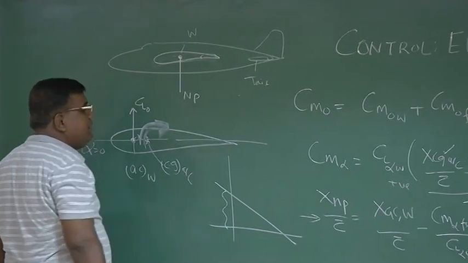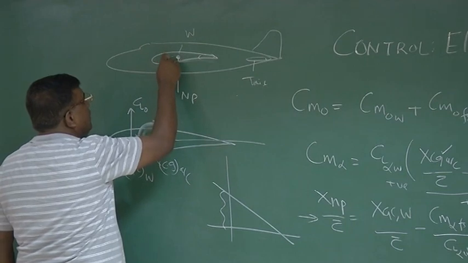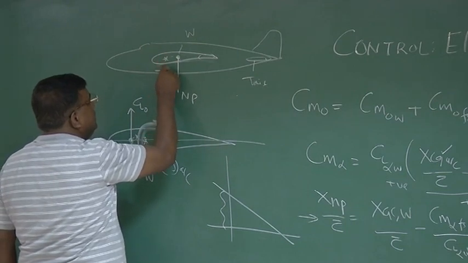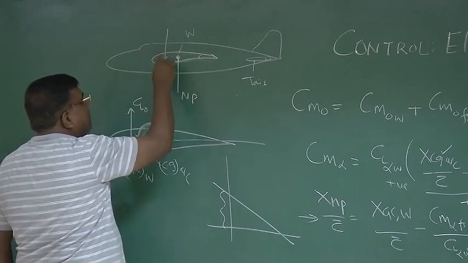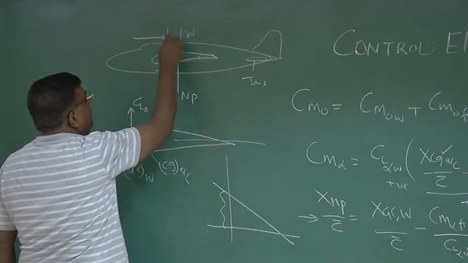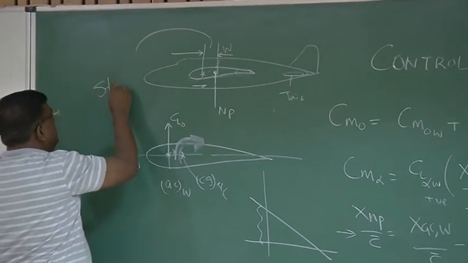Okay. The message is, when you're laying out the CG, you will not move the CG beyond this point. And this gap between the CG and the neutral point, we call it stability margin.